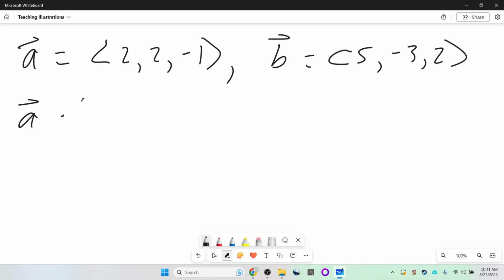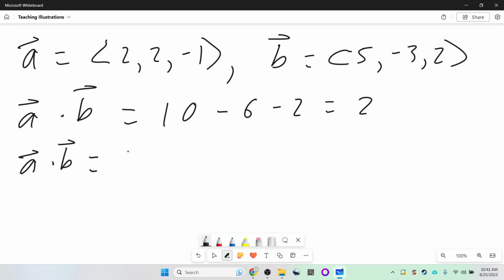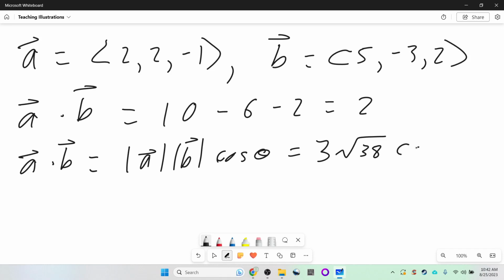So A dot B would give me 10 minus 6 minus 2 is 2. But A dot B would also give me length of A, length of B, cosine of theta. And then just use the Pythagorean theorem here. Length of A: 2 squared is 4, 2 squared is 4, 1 squared is 1, so that adds up to 9. Square root of that is 3. And then B, its length would be 25 plus 9 plus 4, and take a square root, would be root 38. Cosine of theta.